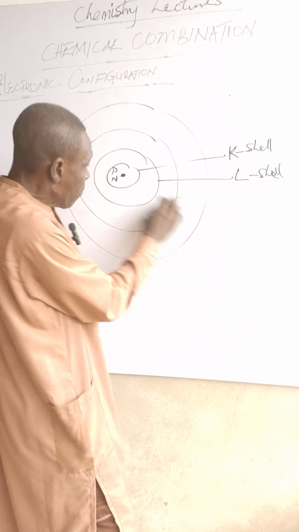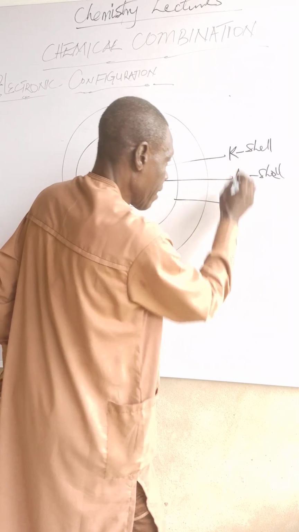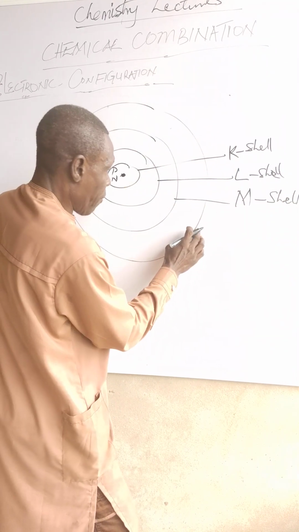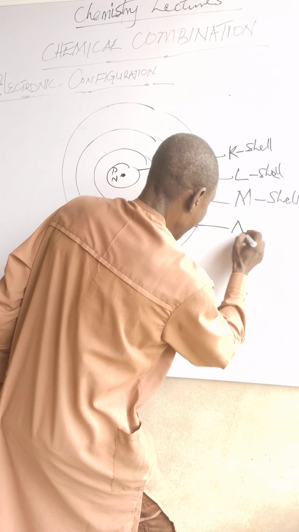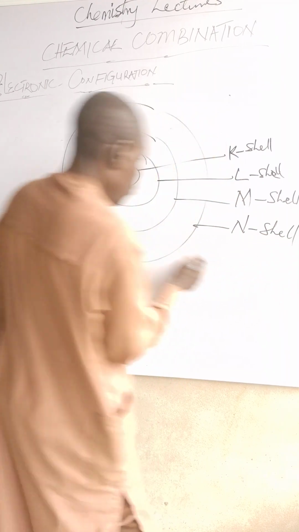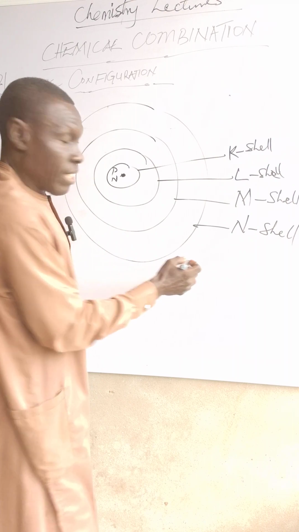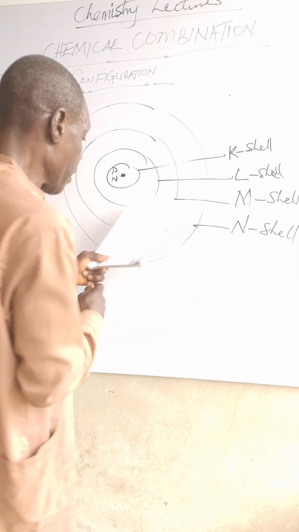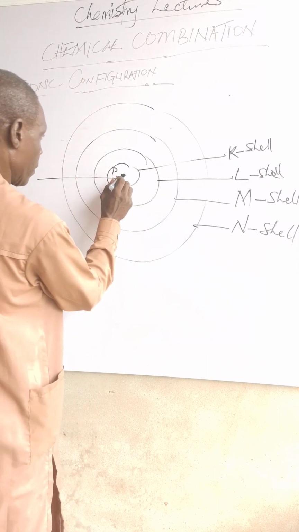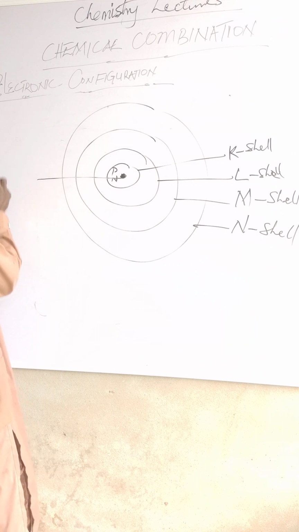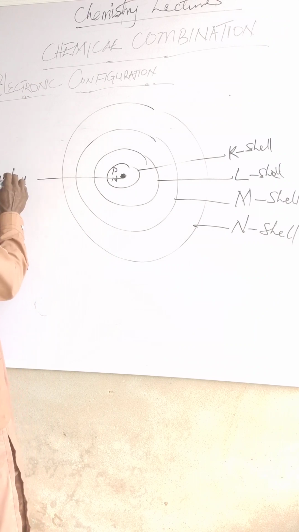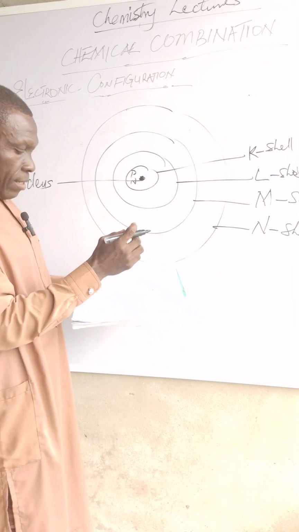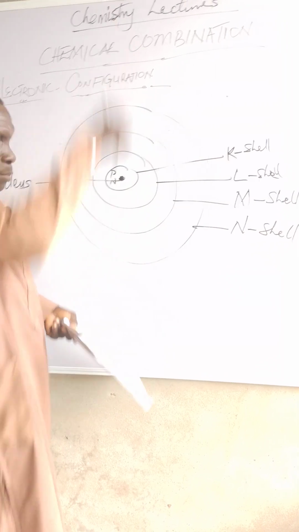Now, this is the third shell from the nucleus. After L is M, the M shell. This is the fourth from the nucleus, the N shell. If there's any other one here, it becomes the O shell. So that's it. Now here is the nucleus. Now let us demonstrate the structure as we said from that table.